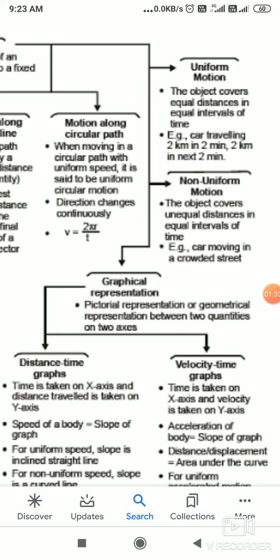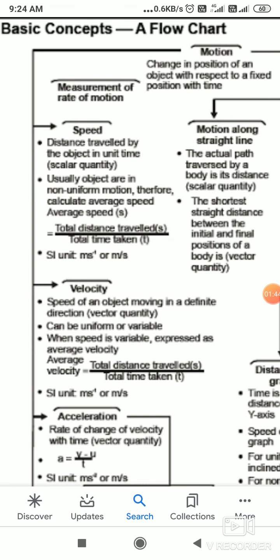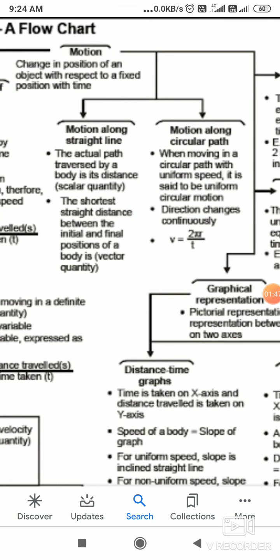So on the basis of speed, we have different types of motion: uniform motion and non-uniform motion. Now, the motion can be in a straight line or in a circular path. For motion along a straight line, the actual path traveled by the body is its distance. This is the definition of distance: the actual path covered by a body is its distance.